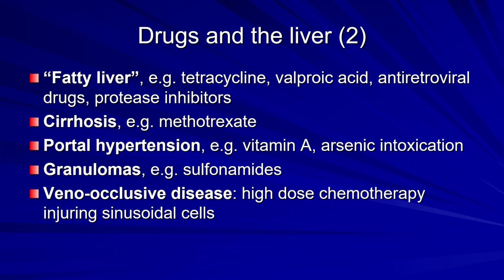They can also cause cirrhosis. An example would be methotrexate. They can cause portal hypertension, such as vitamin A. They can cause disseminated granulomas in the liver, such as sulfonamides, and they can cause veno-occlusive disease. An example would be high-dose chemotherapy, which can injure the sinusoidal cells and cause veno-occlusive disease.